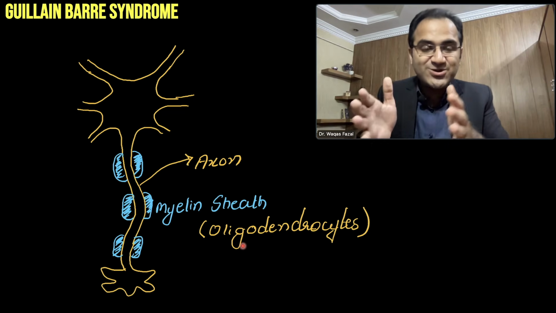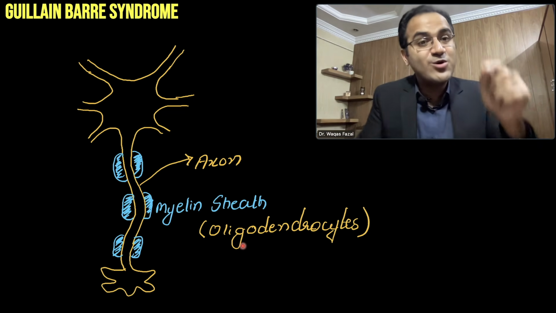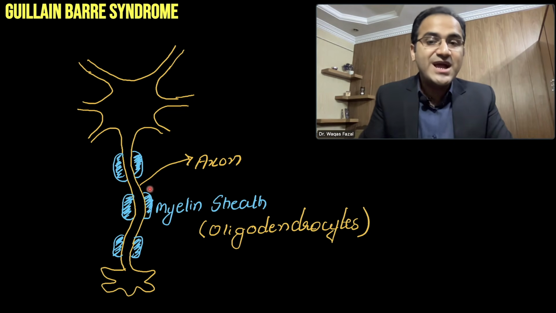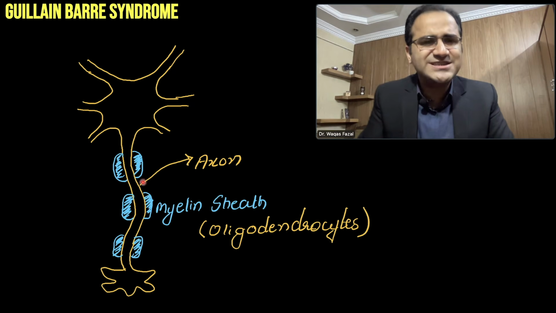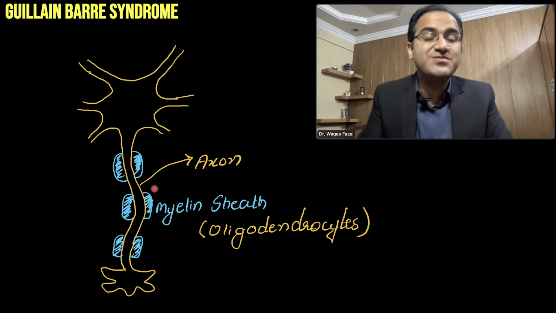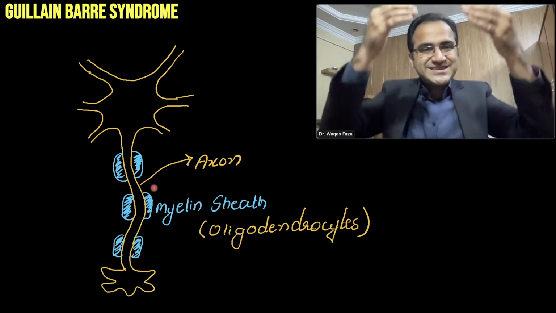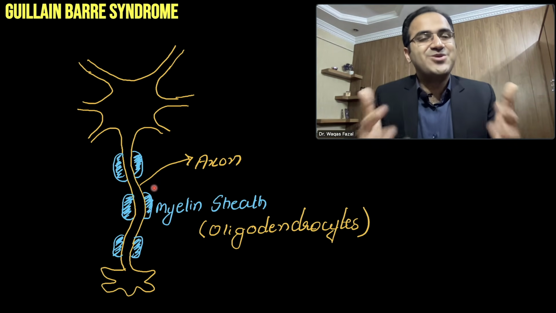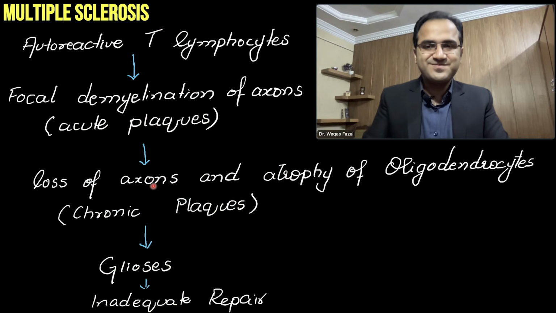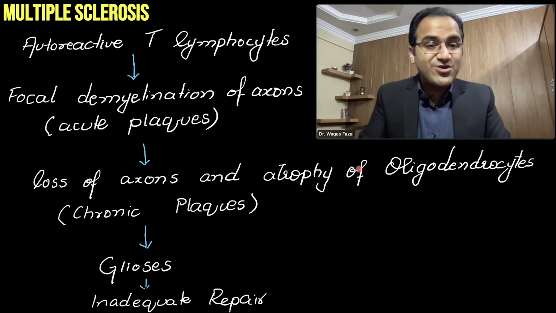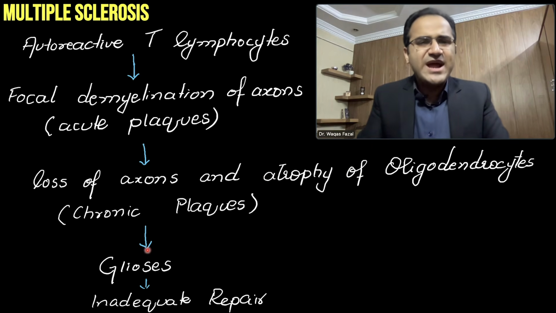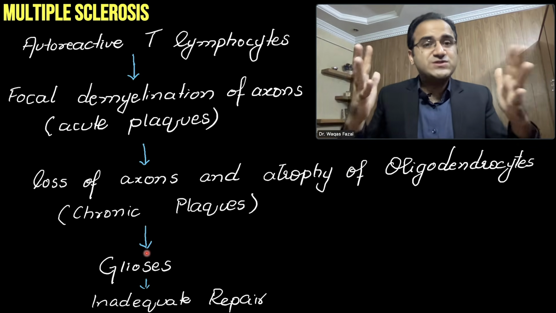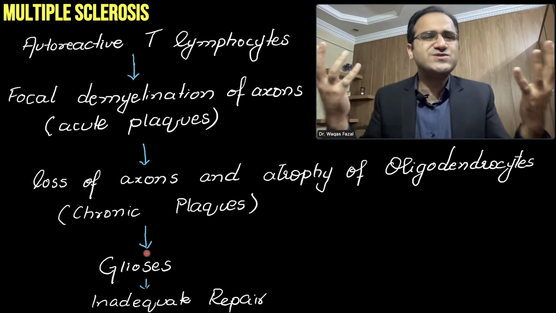But in multiple sclerosis, remember, it's the central nervous system and oligodendrocytes that are damaged, and it damages the myelin sheath, and when the myelin sheath is damaged, the electrical conduction of the neuron is impaired. That results in the neurological deficits. It causes loss of axon, atrophy of oligodendrocytes, which produces chronic plaques, and reactionary fibrosis of the brain takes place, and fibrosis of the brain.